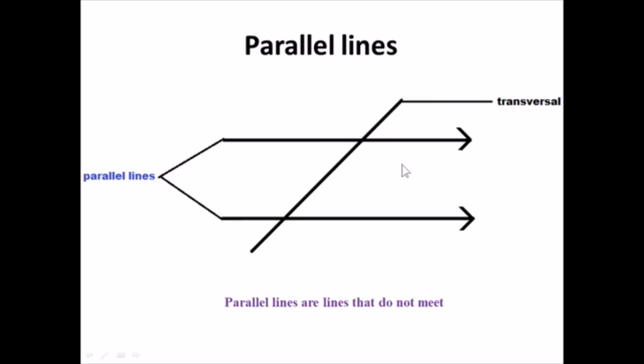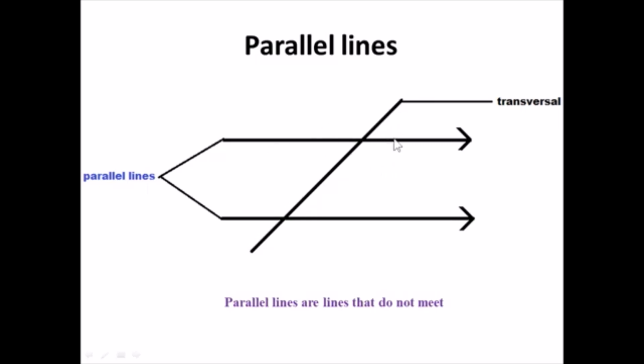Then when you have parallel lines and another line cuts across those parallel lines, that line is called a line of transversal. Whether you have two or three parallel lines, a line that cuts across them is called a line of transversal. When the transversal cuts across parallel lines, angles are formed: an angle is formed here, here, here, and here, and so on. All these angles that are formed have names and they have relationships.